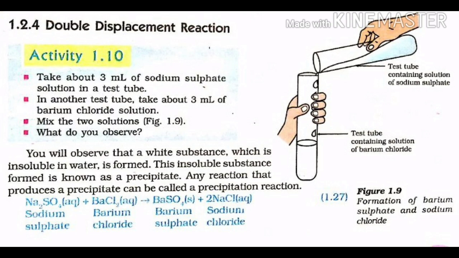The equation for this reaction is Na2SO4 plus BaCl2 gives BaSO4 plus 2NaCl. Barium chloride and sodium sulfate undergo double displacement reaction as they exchange their anions, that is, negatively charged ions, to form white colored barium sulfate and solution of sodium chloride.